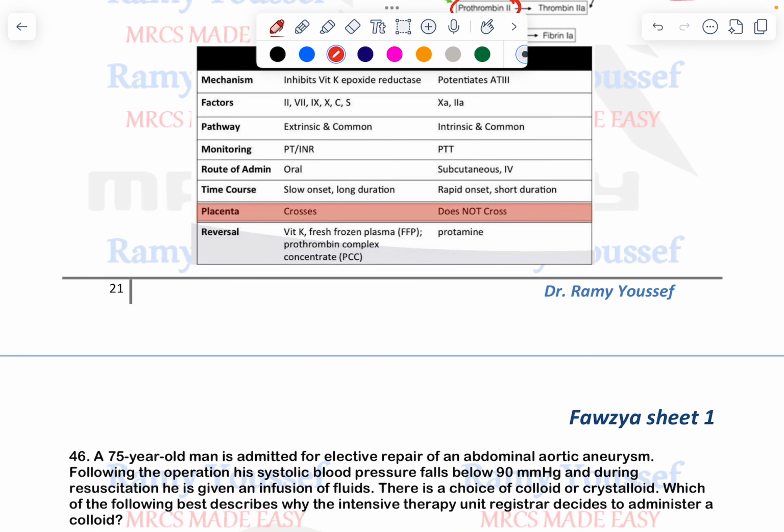A 75-year-old man is admitted for elective repair of an abdominal aortic aneurysm. Following the operation, his systolic blood pressure falls to 90 mmHg during resection. Given IV fluid, the choice is colloid or crystalloid. Which of the following best describes why the intensive therapy unit decides to administer a colloid?